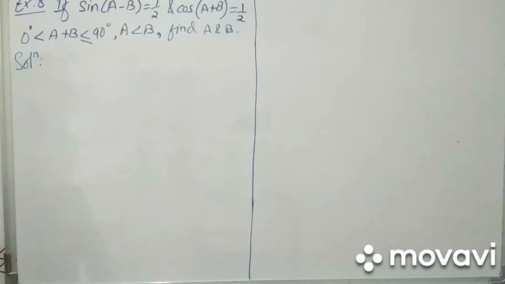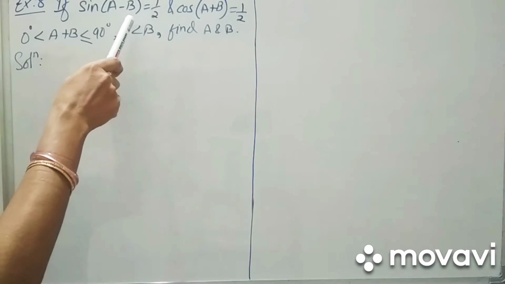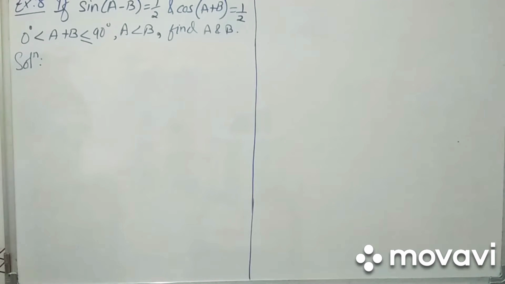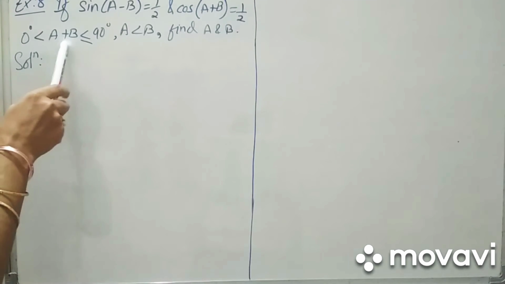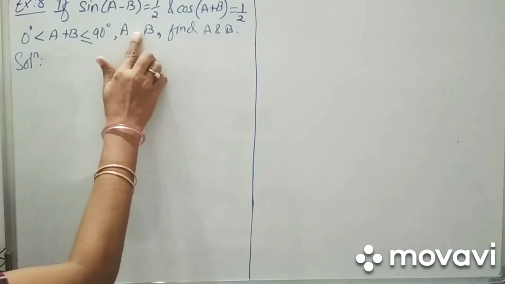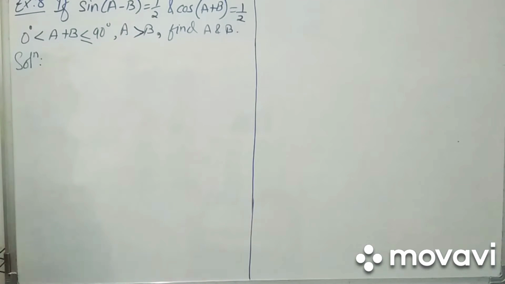It is like this. If sin(a minus b) is equal to half and cos(a plus b) is equal to half, and this a plus b degree is greater than 0 and less than or equal to 90, and a is greater than b, find the value of a and b as an angle.